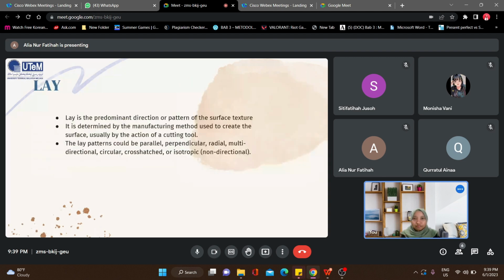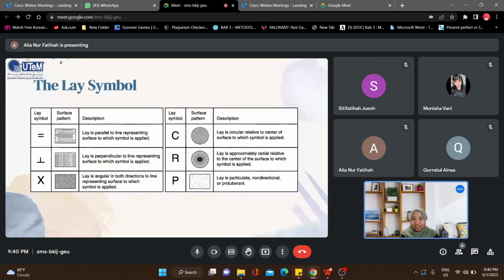Next, lay. Lay is the predominant direction or pattern of the surface structure. It is determined by the manufacturing method used to create the surface, usually by the action of the cutting tool. Based on the picture, this is an example of lay symbols and surface patterns. The first one is parallel, second perpendicular, third angular, and the next are circular, radial, and particulate.